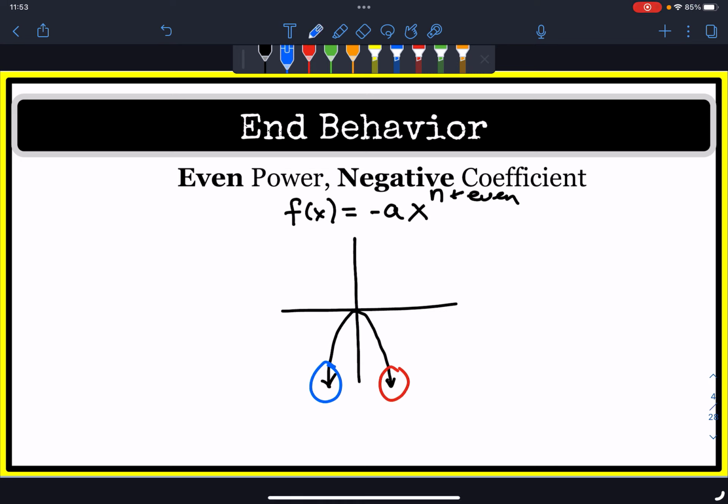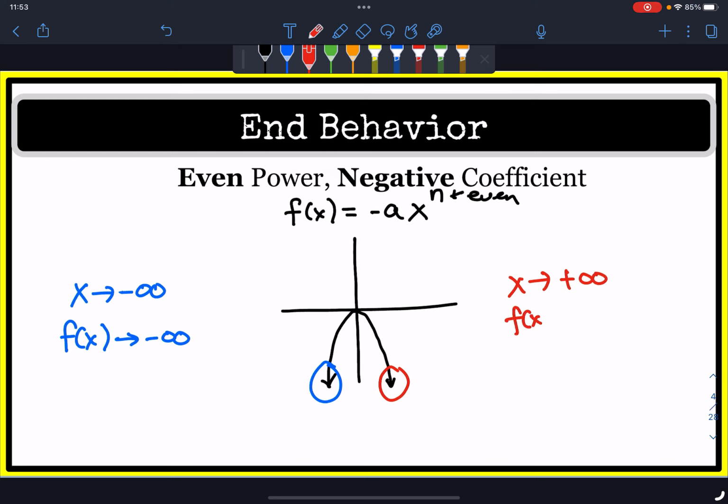So on the left, using arrow notation, we describe this by writing that x approaches negative infinity and f of x approaches negative infinity. To describe the right end, using arrow notation, we'll say that x approaches positive infinity, the function approaches negative infinity. So that's how we're describing again the left and right end of this function.